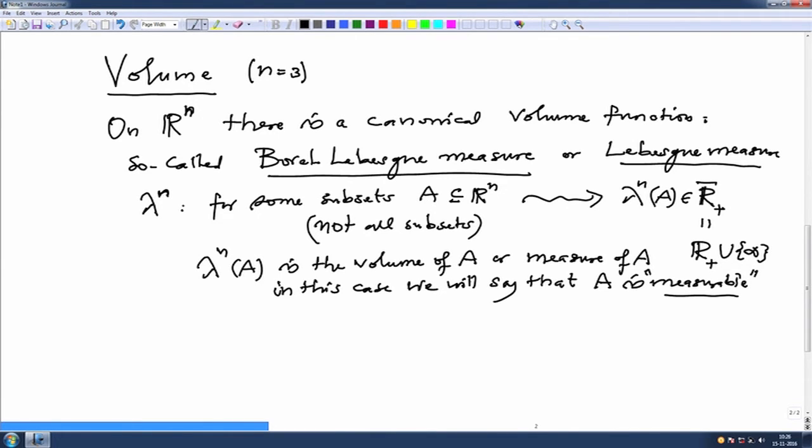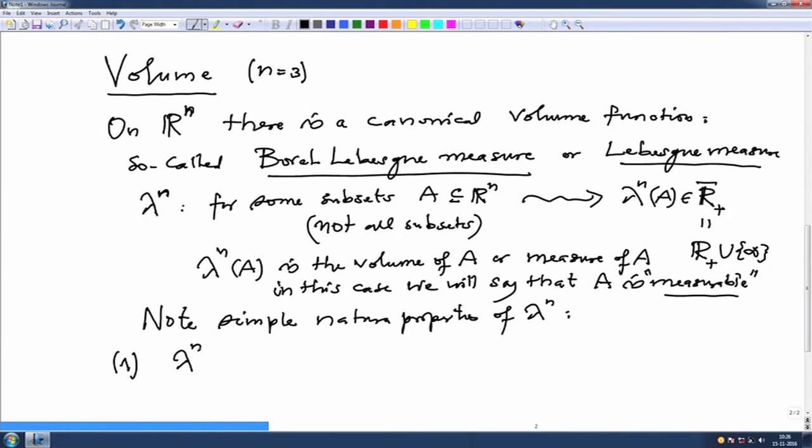Okay. So, I will only note simple natural properties of lambda n and use them axiomatically. I will not try to prove these properties. The first important property is that lambda n is translation invariant.